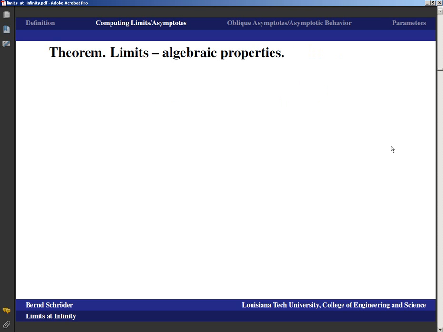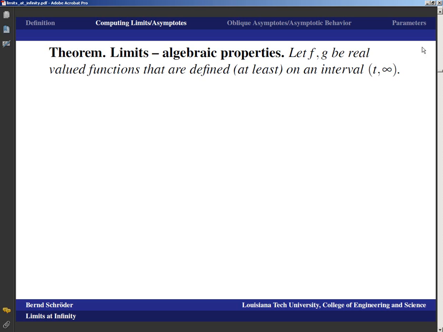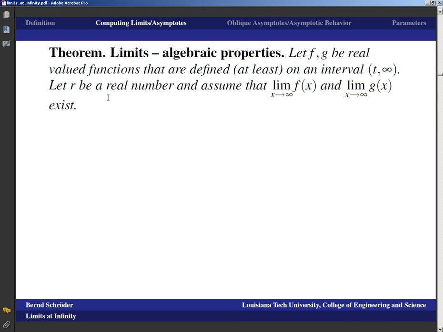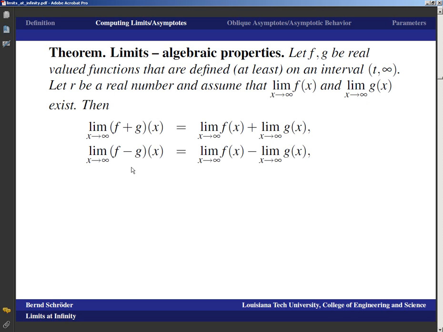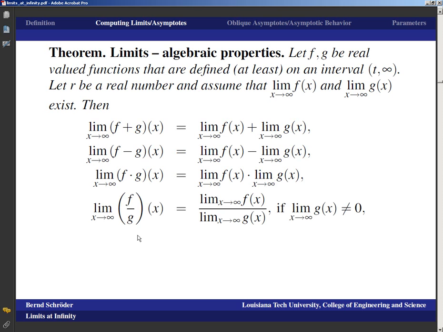The algebraic properties are also very similar to what we've had before. If you've got two functions that are defined on some interval that starts at some point t and goes out to infinity, and if r is a real number, then if the two limits exist, the limit of the sum is the sum of the limits. The limit of the difference is the difference of the limits. The limit of the product is the product of the limits. The limit of the quotient is the quotient of the limits, provided that the limit of the denominator is not 0. And the limit of a power is the power of the limit.